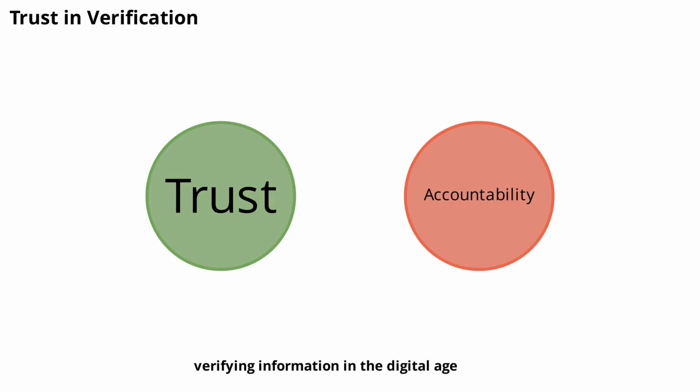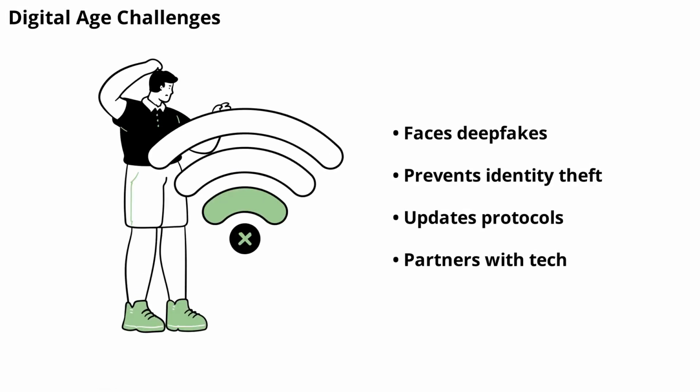Next, let's look at the challenges of verifying information in the digital age. The digital age brings new challenges to verification, such as deepfakes, identity theft, and cyber attacks. Government offices must constantly update their tools and protocols to keep up with these threats. Public awareness campaigns and partnerships with tech companies help agencies stay ahead of emerging risks.